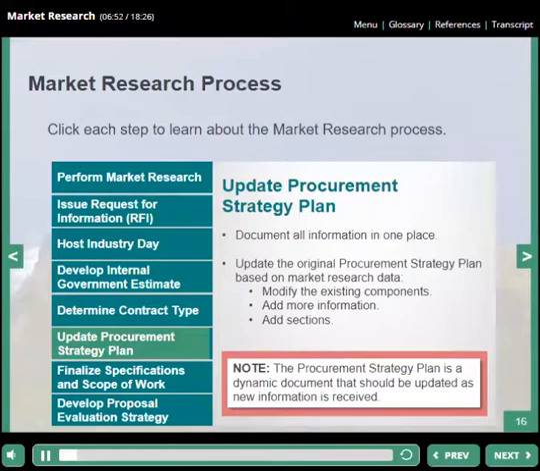The procurement strategy plan includes everything you need for your procurement strategy, such as the scope, schedule, budget, method of procurement, and requirements. The goal of this plan is to place all information you've gathered from market research in a single document. The procurement team should update the original procurement strategy plan based on market research data. You can modify the existing components, or you can add more information or sections to the original plan. Updating the procurement strategy plan will be covered in more detail in another training module.